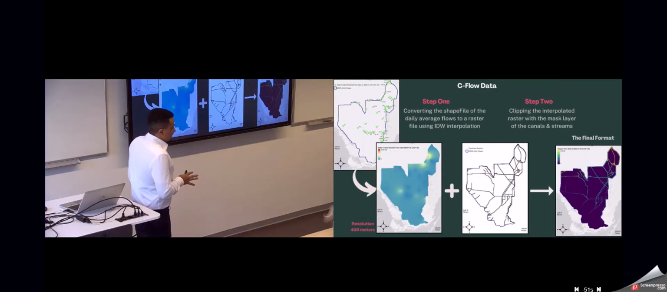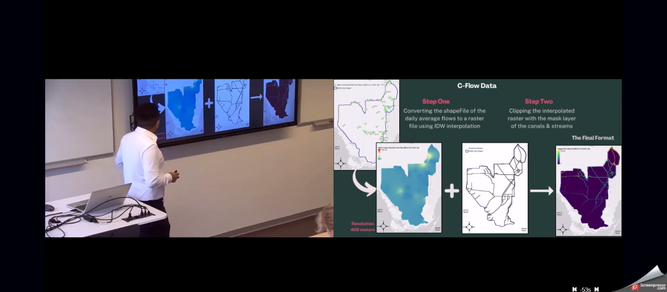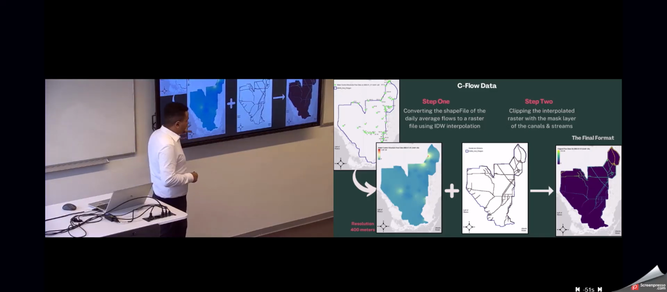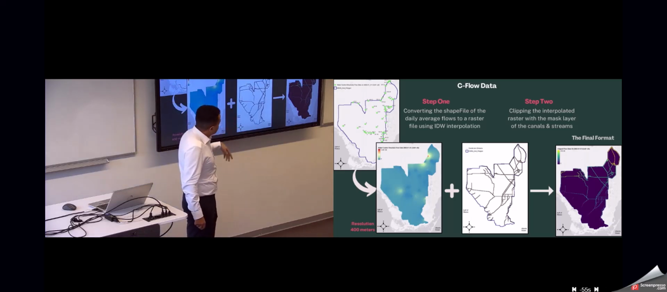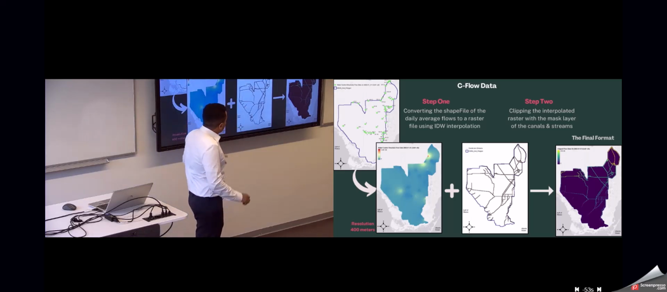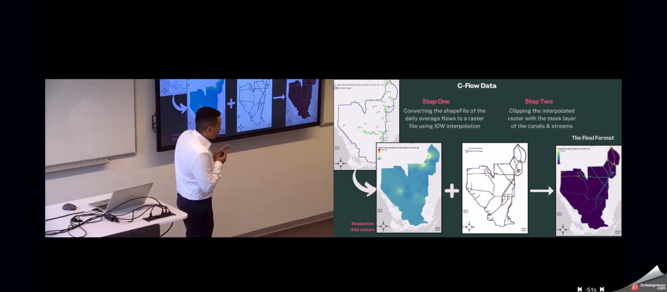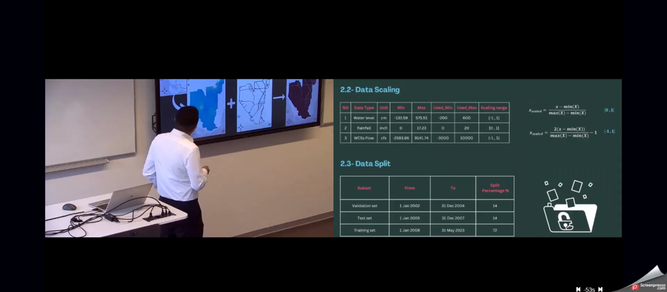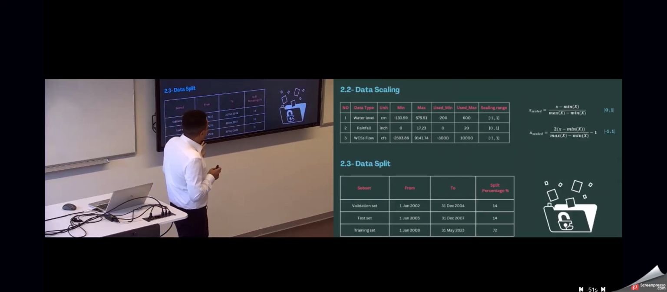For the flow data, it has the same idea as rainfall. We have time series gauge station data. So first, we convert them to raster. But here we have an extra step, which is clipping this raster with a mask layer of canals and streams. So the final format is that only the pixels that intersect with canals and streams have flow data. Other pixels have zero flow. So now we have the 3 raster files ready.